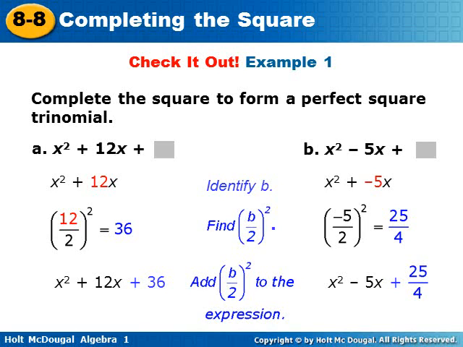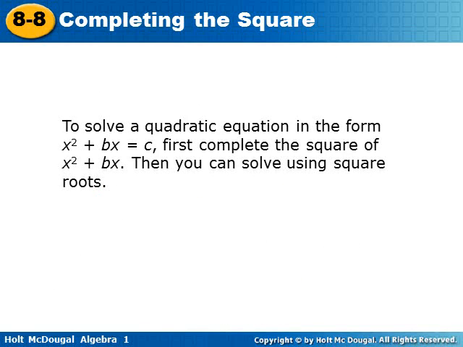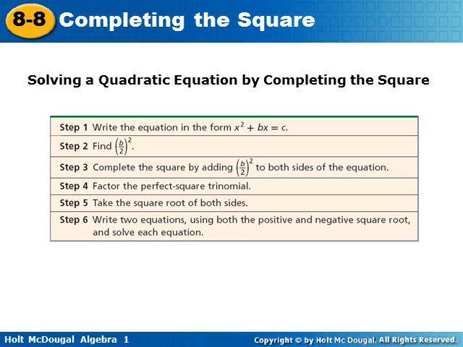To solve a quadratic equation in the form x squared plus bx equals c, first complete the square of x squared plus bx, then you can solve using square roots. Step 1, write the equation in the form x squared plus bx equals c. Step 2, find b divided by 2 squared. Step 3, complete the square by adding b divided by 2 squared to both sides of the equation. It is important that you remember to add it to both sides, not just the x squared plus bx side, but also to the right-hand side of the equation as well.